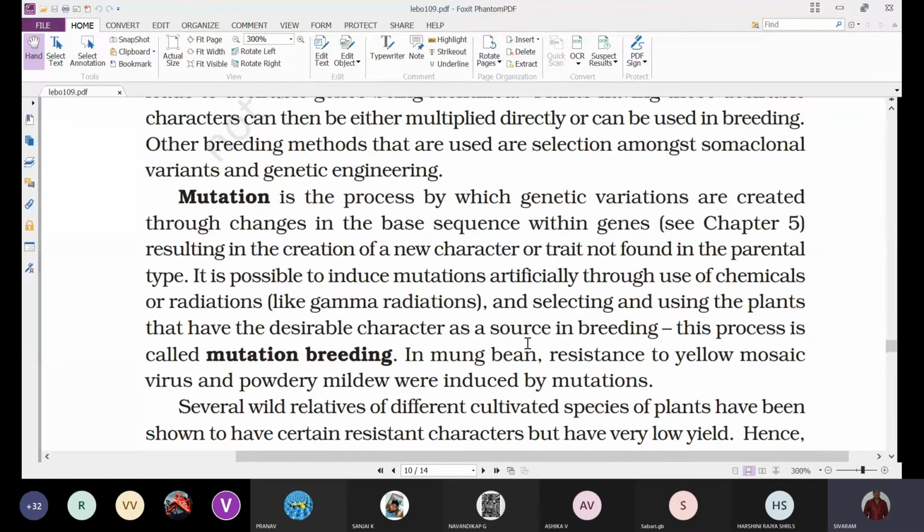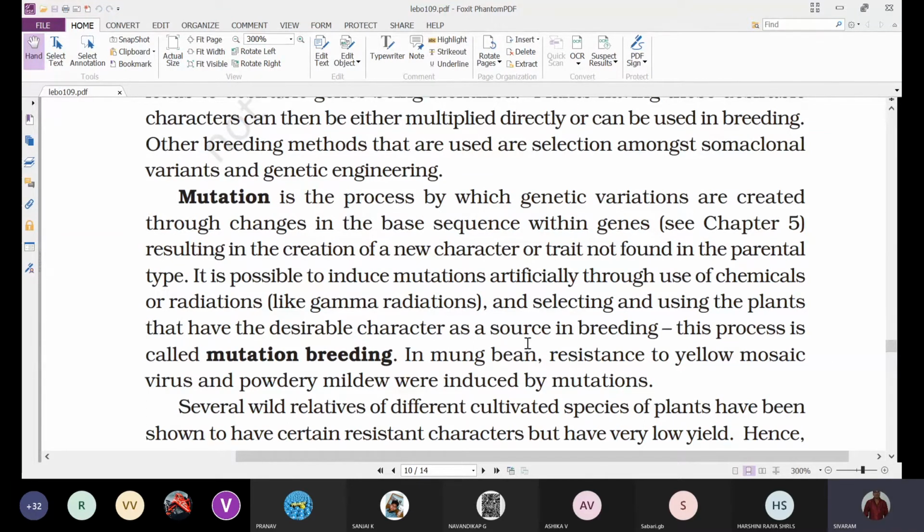So first we have to undergo mutation. What is meant by mutation? Mutation means bringing change in the genetic material. In most organisms DNA is the genetic material. So bringing change in the DNA or genetic material of the organism, we are calling it a mutation, or manipulation of genes.